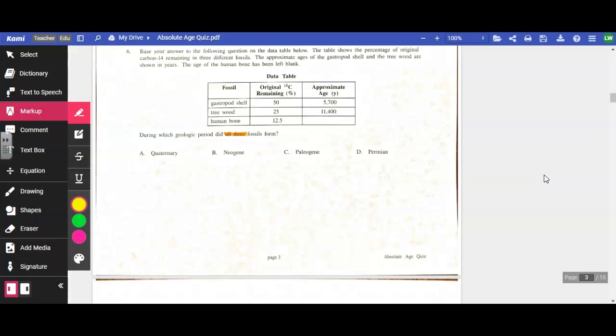So you're definitely going to need to look at pages 8 and 9 in your reference table. And you want to be able to find a time period in which you'd have a gastropod shell, you'd have tree wood, and you'd also have a human bone. We're dealing with humans. Humans are relatively new to the earth, so keep that in mind as you're looking at it. Okay. So what geologic period did all three fossils form?